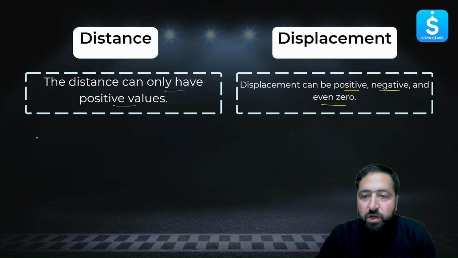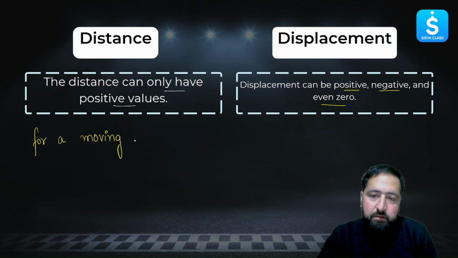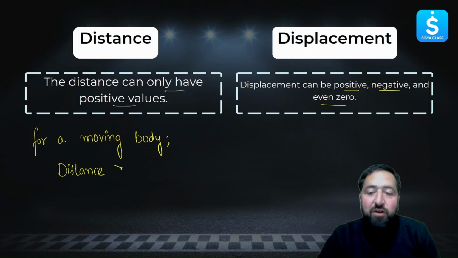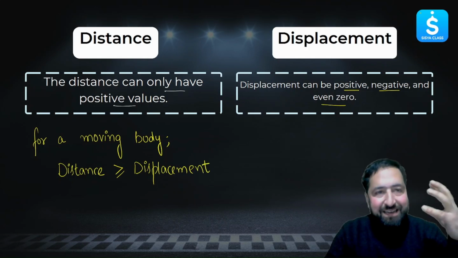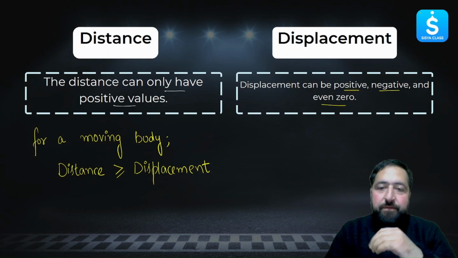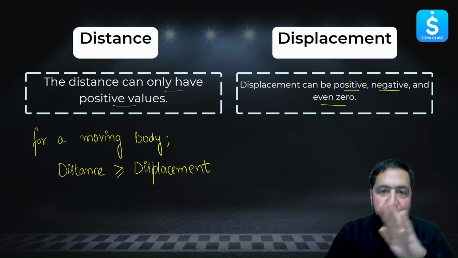Let us see. For a moving body, distance is always greater than or equal to displacement. Distance is always greater than or equal to displacement. Got it? It can never be less than displacement.